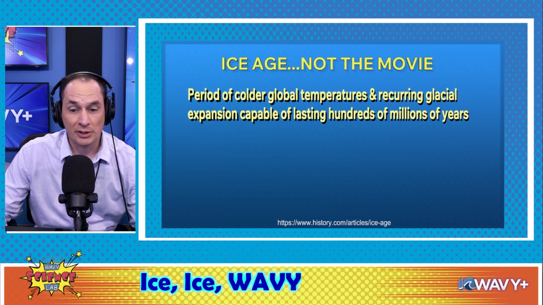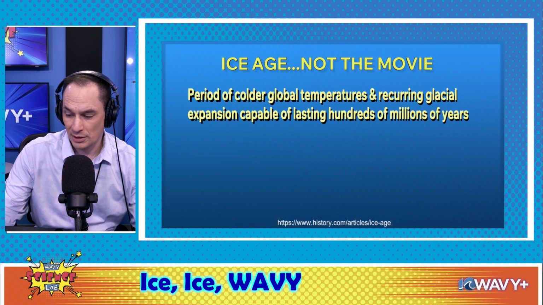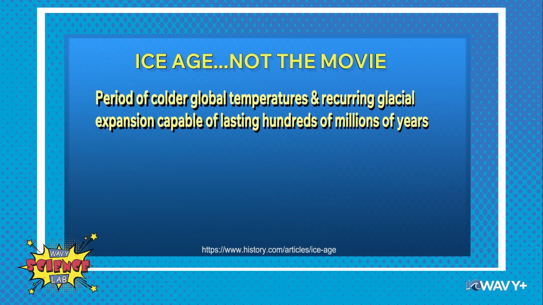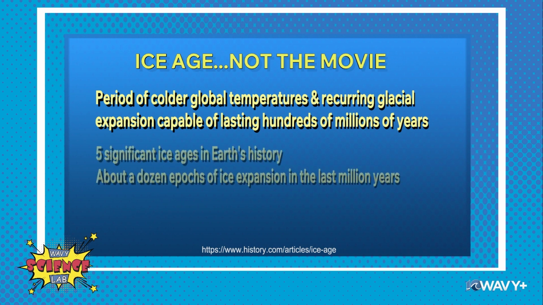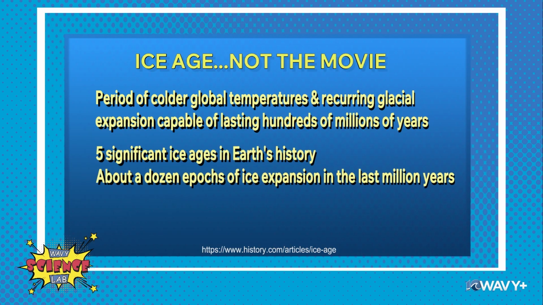An ice age is a period of colder global temperatures and recurring glacial expansion capable of lasting hundreds of millions of years. We're talking about very large scale here. There were 5 significant ice ages in Earth's history, with about a dozen epochs in between ice expansion in the last million years.